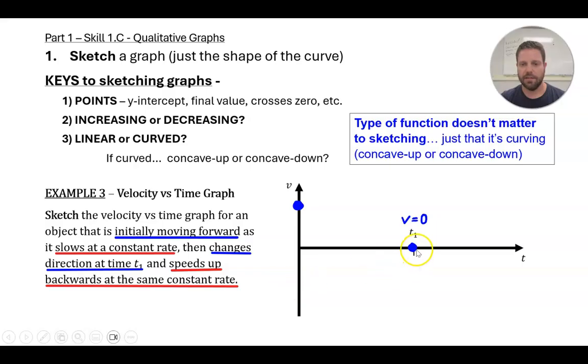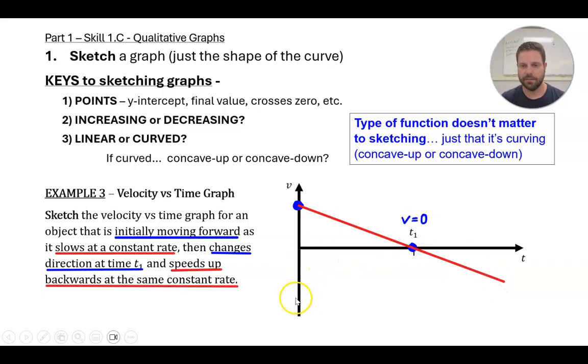And then after that, it's going to speed up backwards, meaning speed up in the negative direction, and at the same constant rate. So we're going to have the same line before time 1 and the same linear trend line after t1. So the same line the whole time, because it's the same constant rate. We have to connect these 2 blue ones with a linear line, because it's a constant rate. So a linear trend line, and we're going to continue that same constant rate as it goes to increasingly more and more negative velocities.